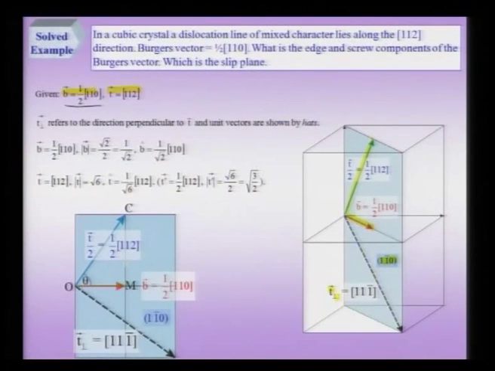In this whole problem, vectors are shown by arrows above, and the hats represent unit vectors along those directions. So, B is half 1, 1, 0, therefore, the magnitude of B is root 2 by 2. I can calculate the square root of 1 square plus 1 square plus 0 square, divided by 2, which is root 2 by 2, which is 1 by root 2. Therefore, B hat, the unit vector along the B direction, is 1 by root 2, 1, 1, 0. The T vector is 1, 1, 2, which is given to us. The modulus of the T vector is root 6, the length of this vector is root 6, and T hat is 1 by root 6, 1, 1, 2, which is the unit vector along the T direction.